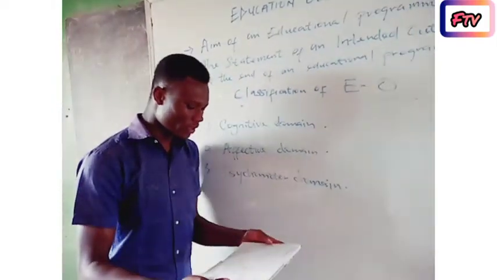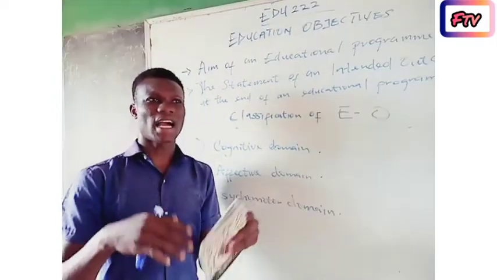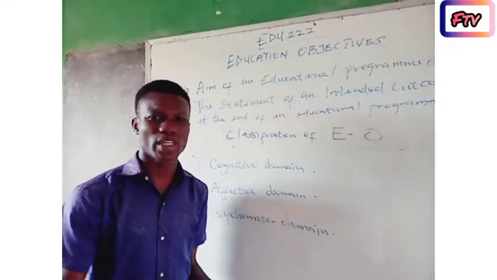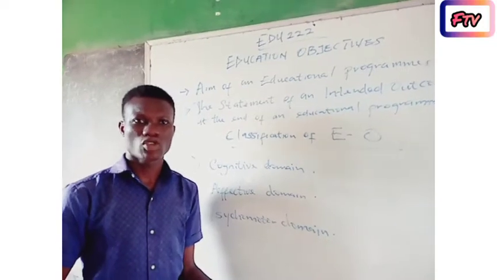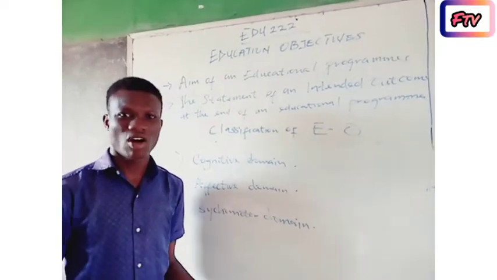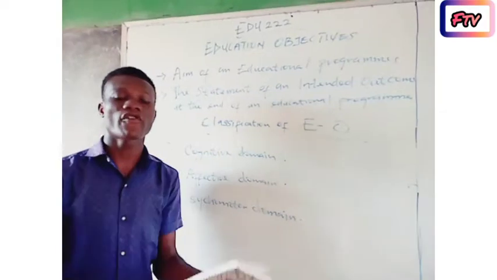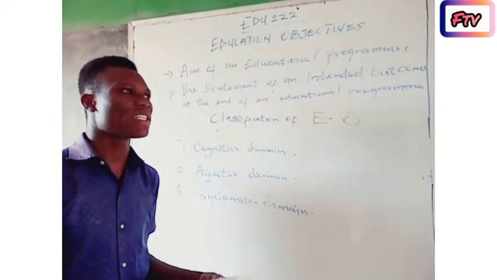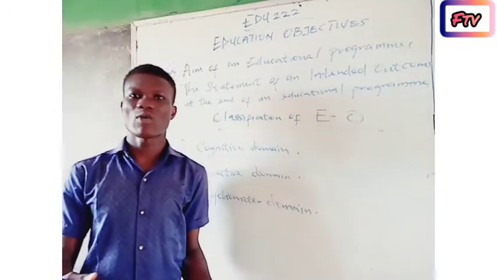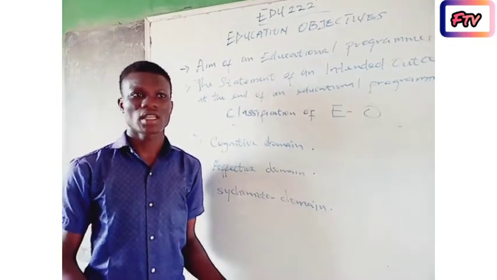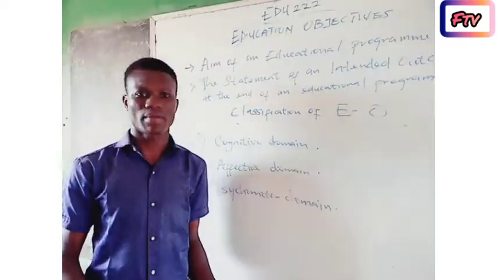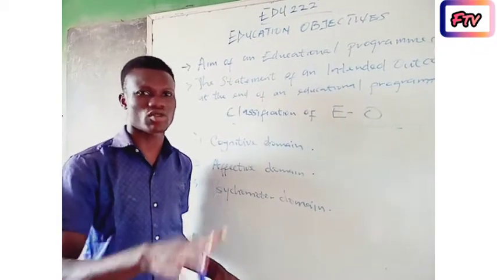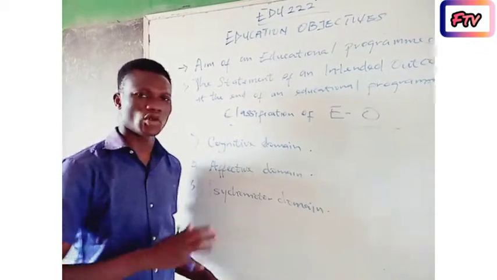Now the cognitive domain, it is concerned with knowledge activities. That is the ability of students to be able to reason, to be able to do critical reasoning on the information that is being passed by the teacher. That is, it is talking about the intellectual ability, how skillful the students are. At the end of an educational program, students must be able to reason even beyond what the teacher has actually dished out to them, and that is the cognitive domain.